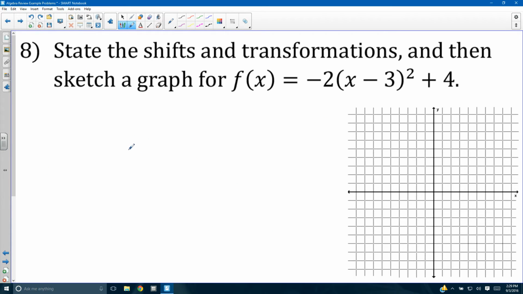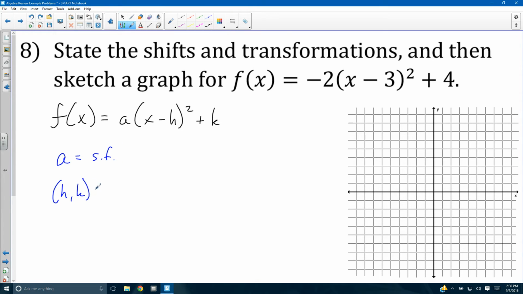Number 8, state the shifts in transformations and then sketch a graph for this function. Okay, f of x, the same thing as y. So it comes in this form, f of x equals a times (x minus h) quantity squared, plus k. All right, a is your stretch factor. h and k is your vertex. So our a value is negative 2. I'll deal with that in a second. Our vertex is (3, 4).